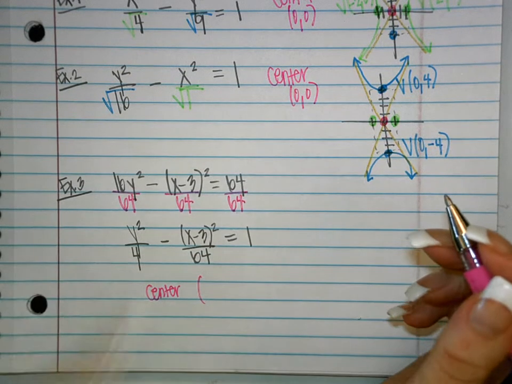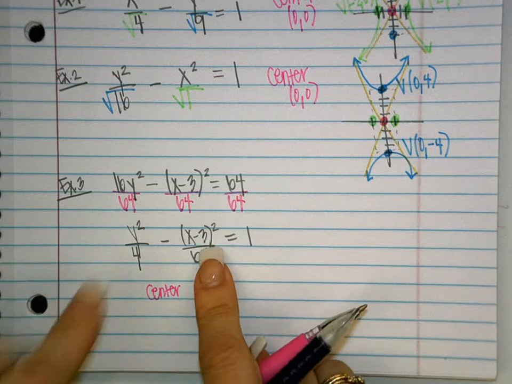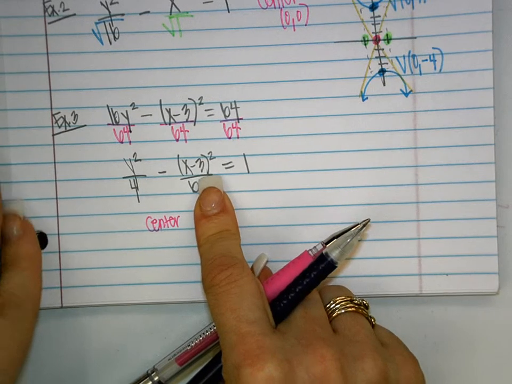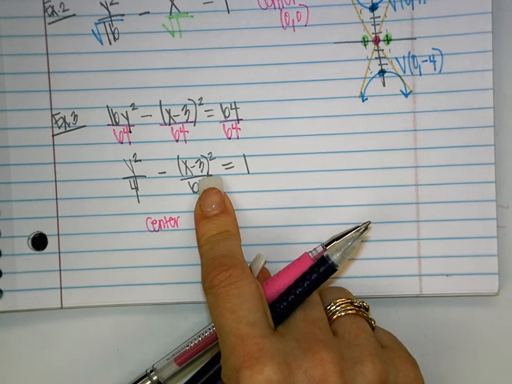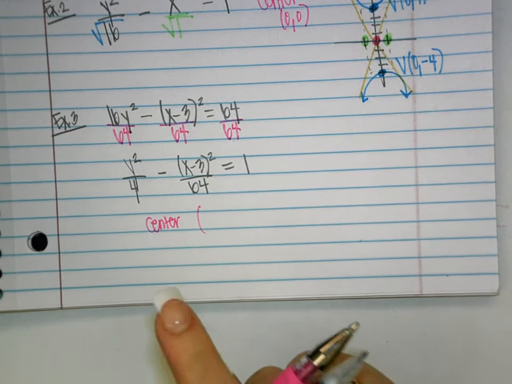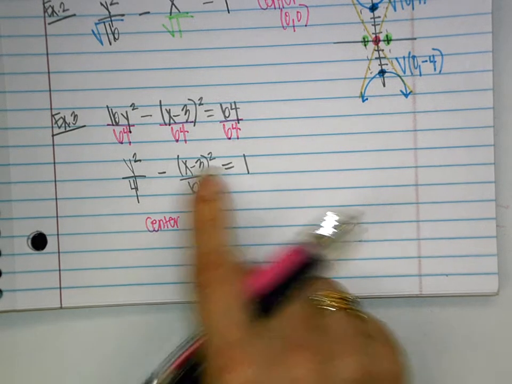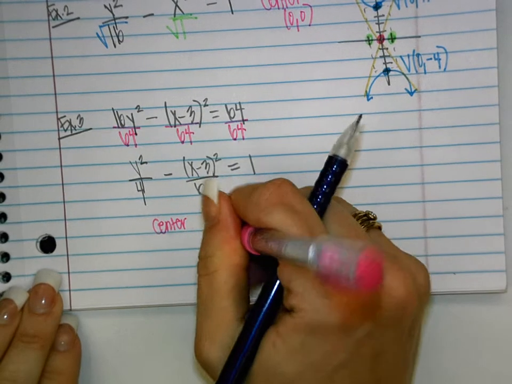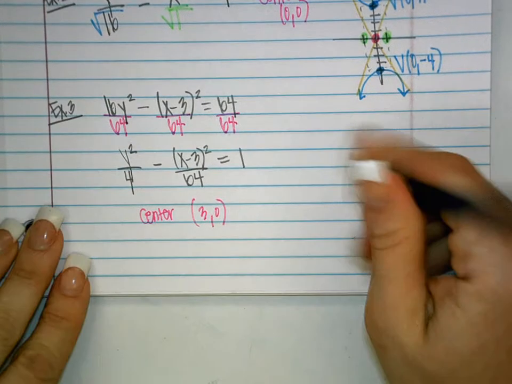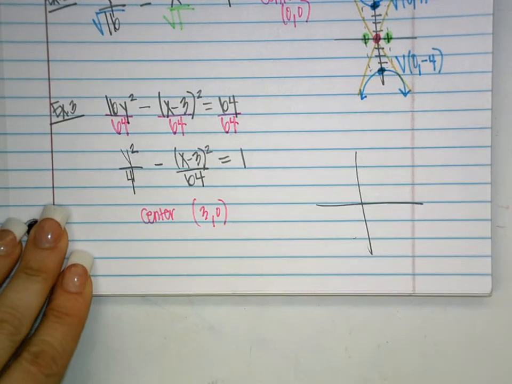Nope, not 0, 3. The x part has to go first, so you have to pay attention to which is x and which is y. It's not always going to be x first, then y. So just pay attention. So 3, 0. And remember, you're changing the signs for each one. Make your center at 3, 0.